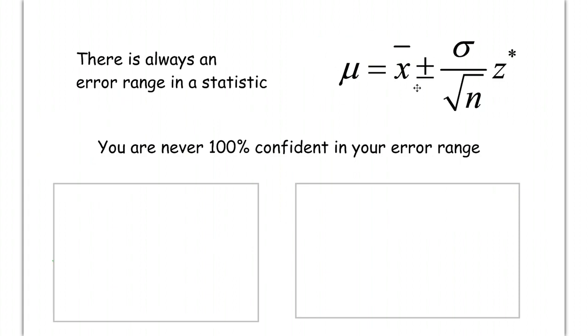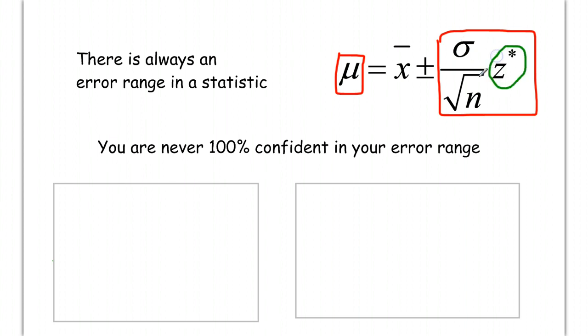Now if you look at this equation, what it implies is that when you're trying to predict what mu is, when you're trying to predict the population mean, there's always going to be an error range. It's going to be your best guess here, X bar, plus or minus this error. And you're never going to be 100% confident in getting that error down to 0. But there are some ways that you can reduce it. The standard deviation is what it is. We can't do anything about that. But we can change Z star and we can change n.